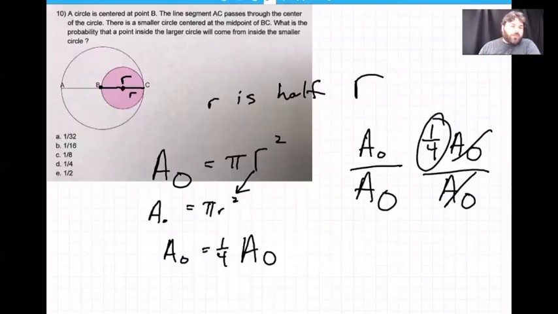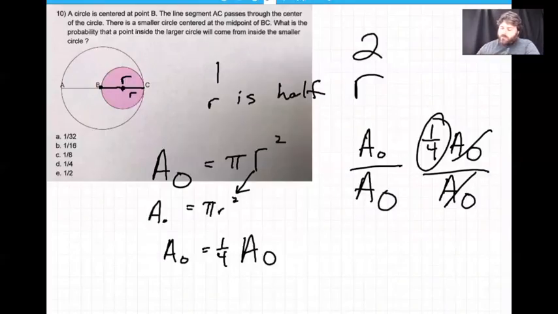Okay, now an alternate method here would be to actually pick some numbers, like put it on a coordinate plane and let the radius equal 1 or the radius equal 2. If you did that, maybe the radius of the little one would be 1 and the radius of the big one would be 2. You can see how that would work because it's supposed to be half as big.